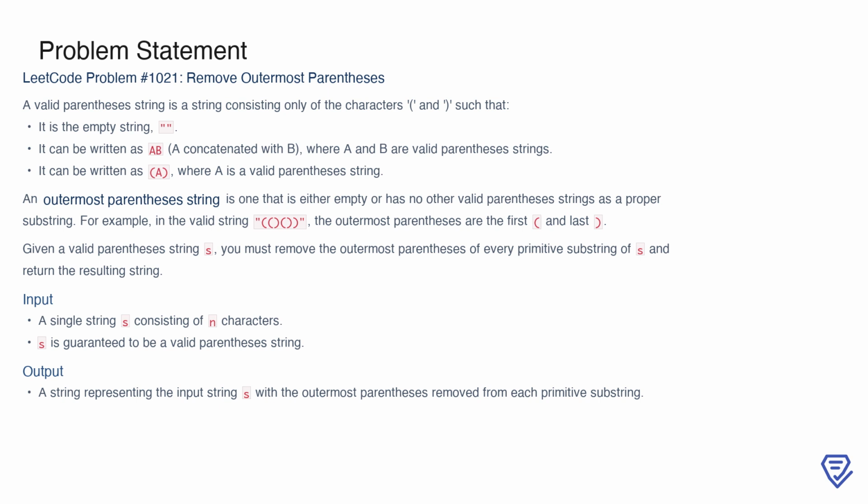Now, an outermost parentheses string is one that doesn't contain any other valid parentheses strings as its proper substrings. For instance, in the string, the outermost parentheses are the ones at the very beginning and end, the first and the last. Our goal is to take a valid parentheses string S, remove the outermost parentheses from every primitive substring within S, and return the resulting string. A primitive substring is essentially a part of the string that cannot be split further into smaller valid strings.